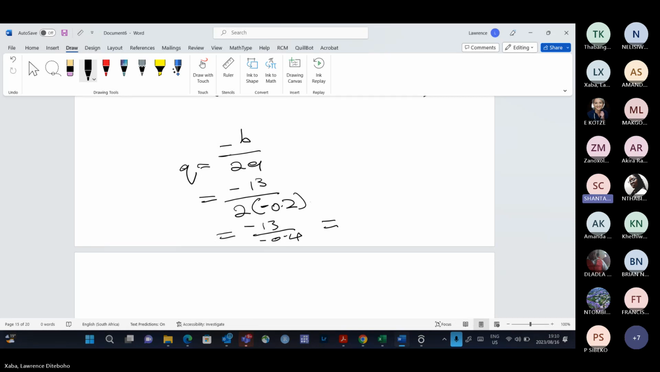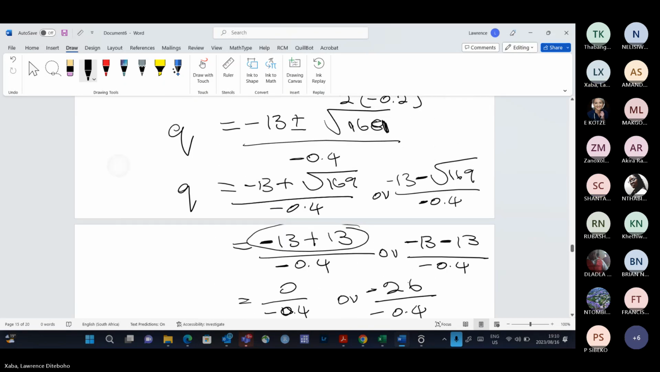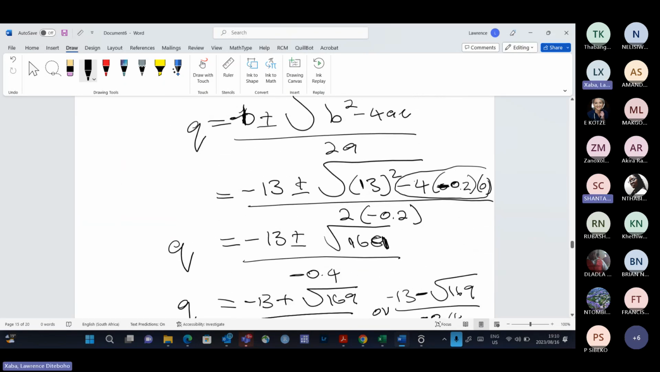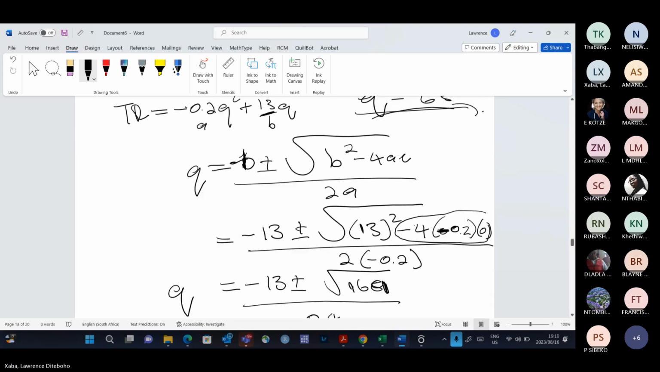Sorry, sir, please confirm where you got minus 13 from, because I see it as minus 11. Let's go up and see. This is 13. Oh, you're looking at the total revenue function. Yes, the total revenue function. Okay, thanks.